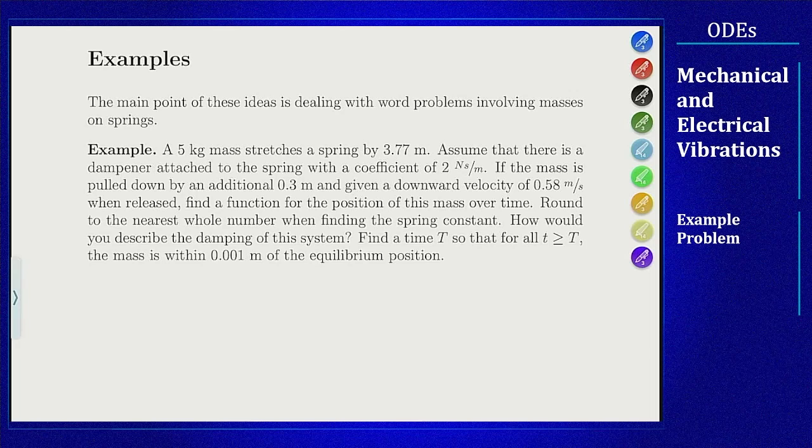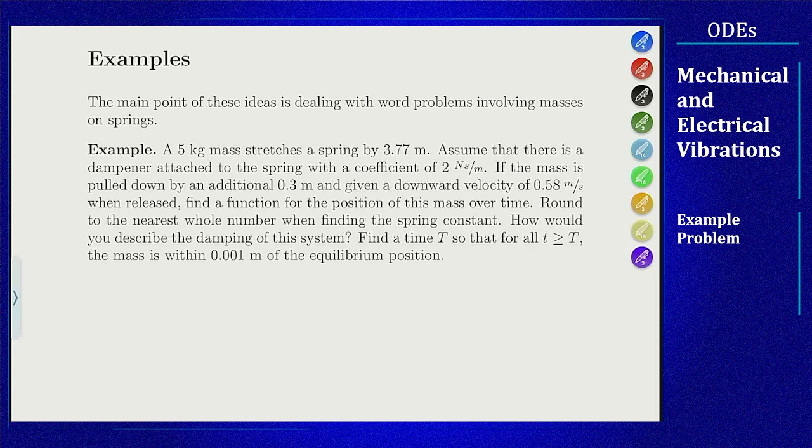In this video, I want to solve a sample word problem related to mechanical vibrations. So our problem says the following. A 5 kilogram mass stretches a spring by 3.77 meters. Assume that there is a dampener attached to the spring with coefficient of 2 newton seconds per meter. If the mass is pulled down by an additional 0.3 meters and given a downward velocity of 0.5 meters per second when released, find a function for the position of this mass over time.